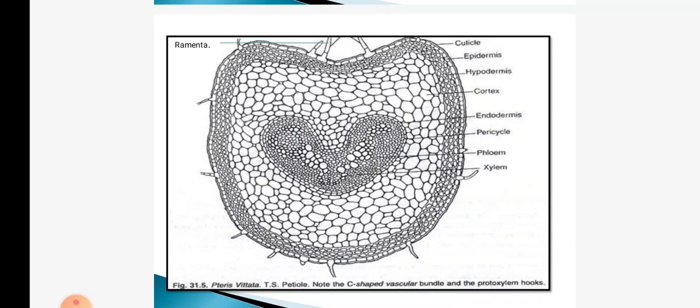See this figure, TS of petiole or rachis showing different parts. You know about the different parts: ramenta, cuticle, epidermis, hypodermis, cortex region, endodermis, pericycle, phloem, xylem are present in the vascular tissue or in the vascular bundle.